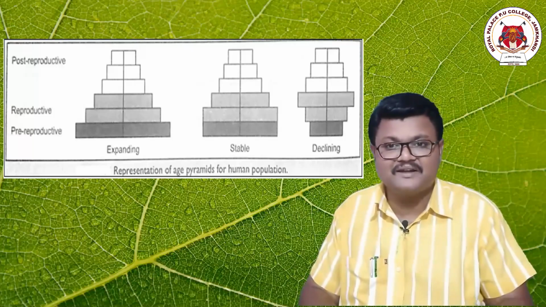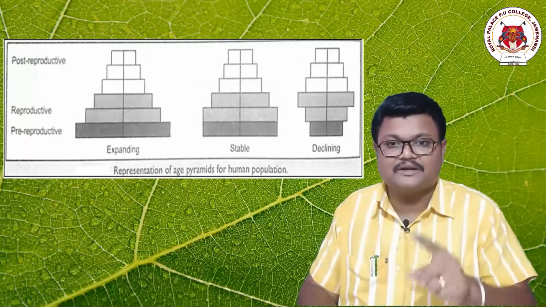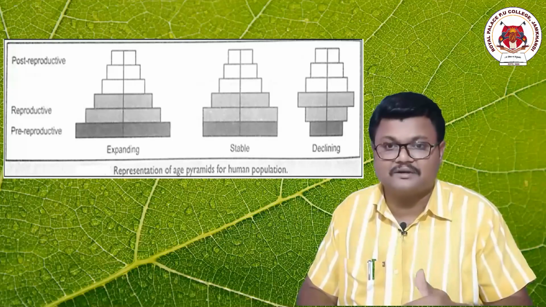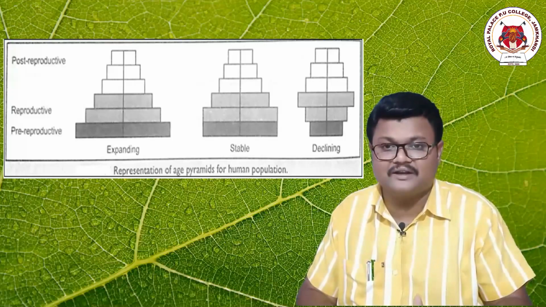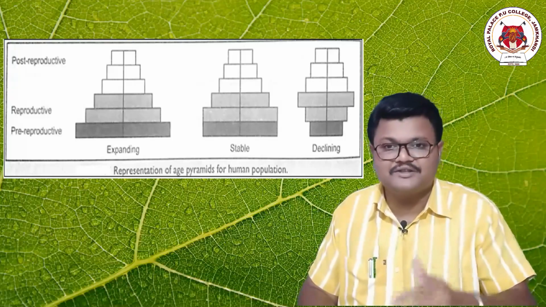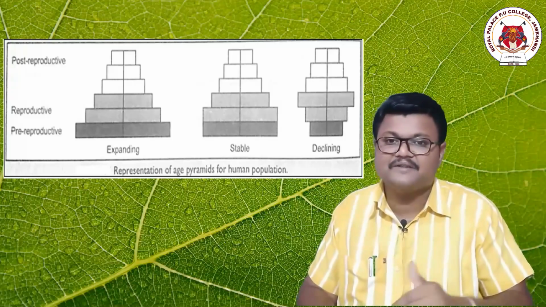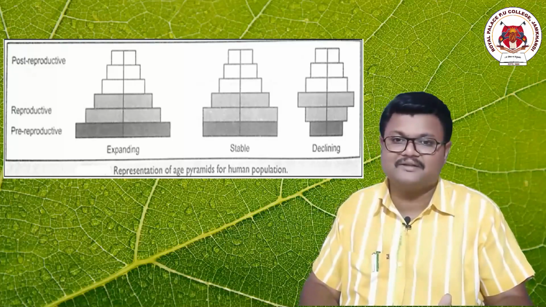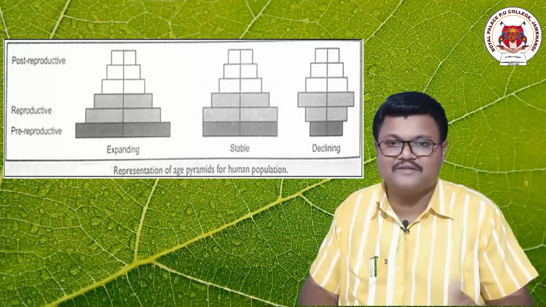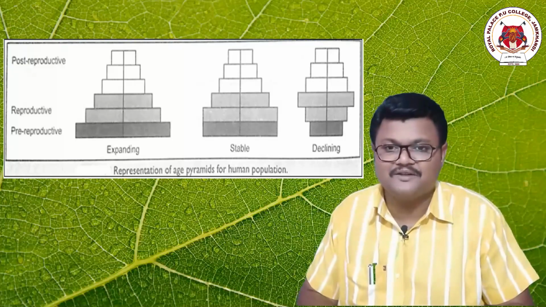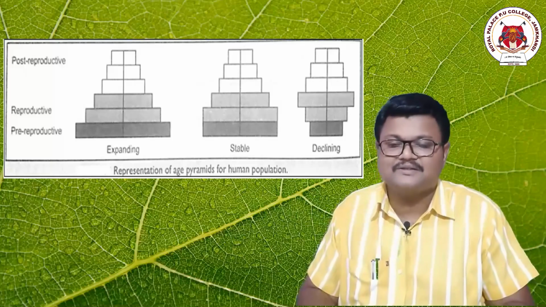A simple understanding: the post-reproductive age group is dying very early, or very fast. The reproductive age group is there, but the concentration is less. And the pre-reproductive age group is there, but their concentration is also less. Maybe consider the age group as 2 years, 3 years, 5 years, 8 years, etc. They haven't entered into the reproductive age group. That's why the population is decreasing.